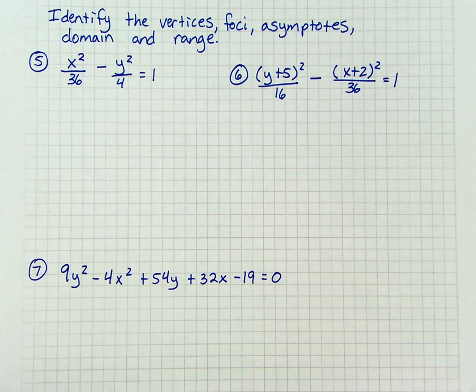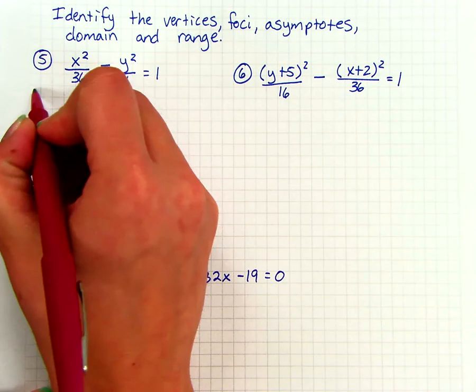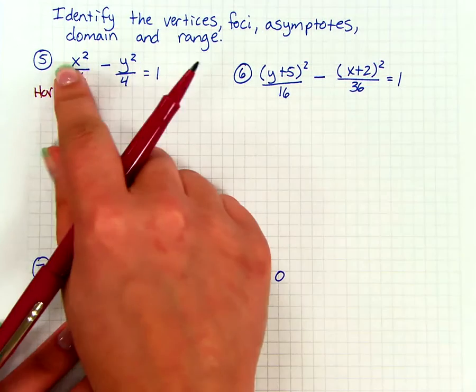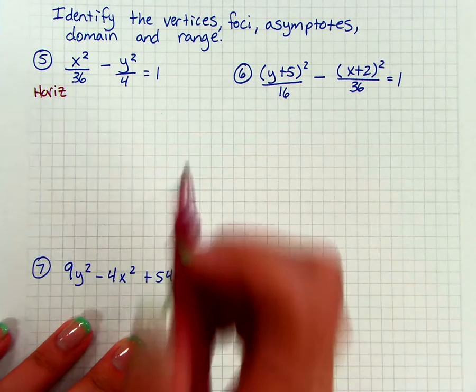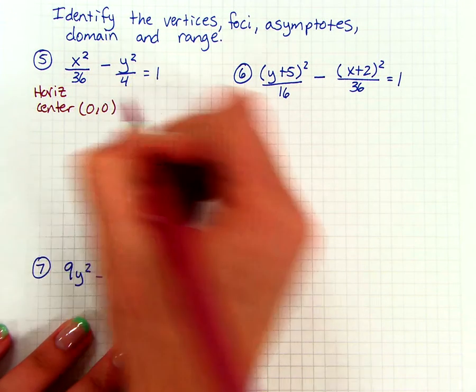So I'm going to start by identifying the direction. Because the x squared term is positive, we know that this is going to be horizontal. And then since there aren't any numbers with the x or y up in the numerator, the center is going to be 0, 0. Okay.